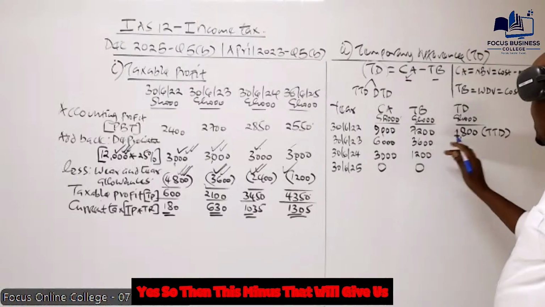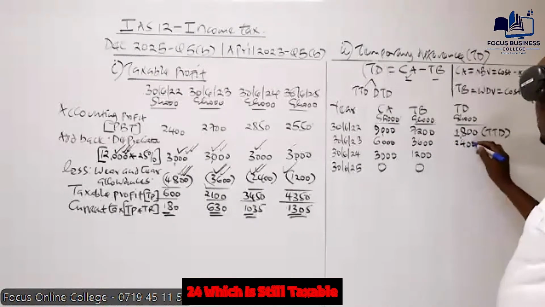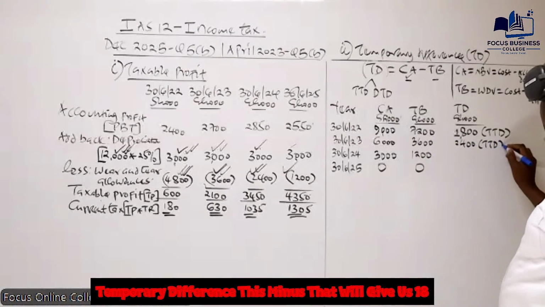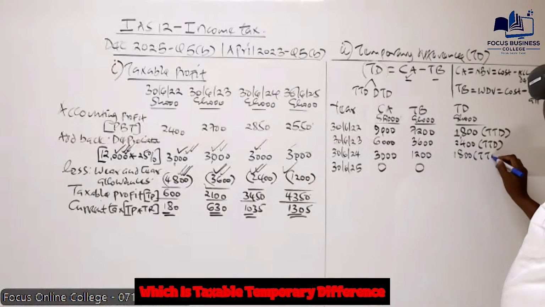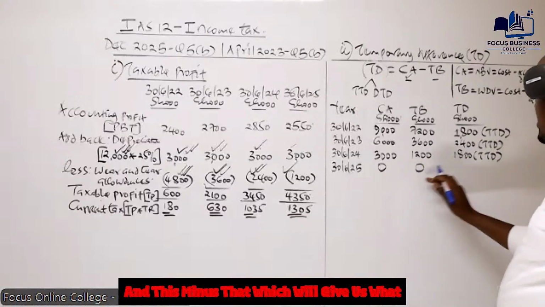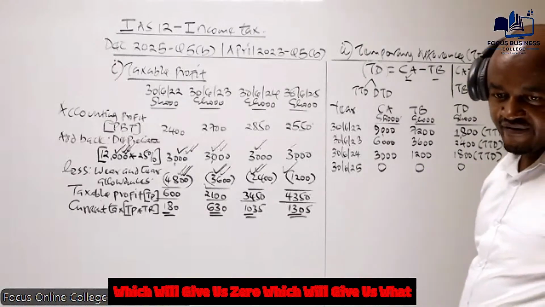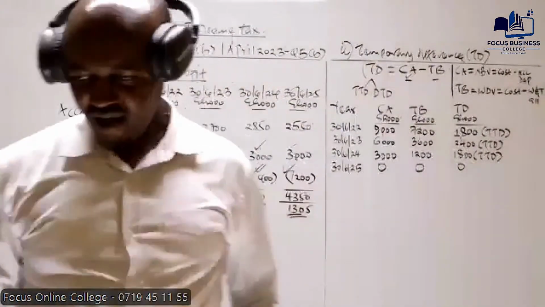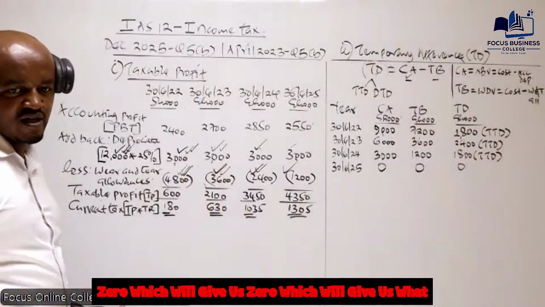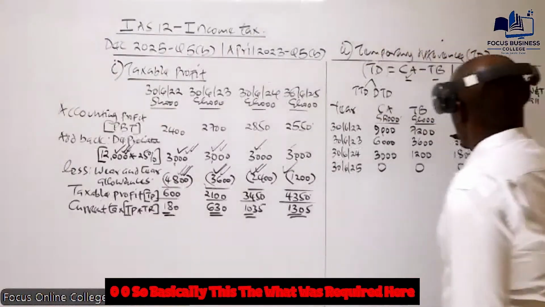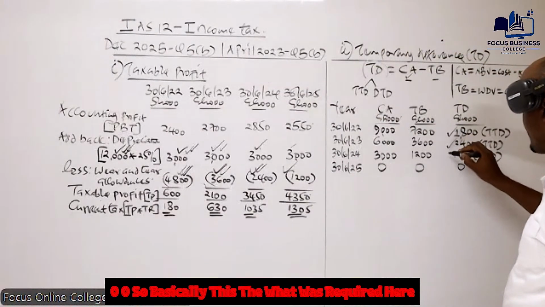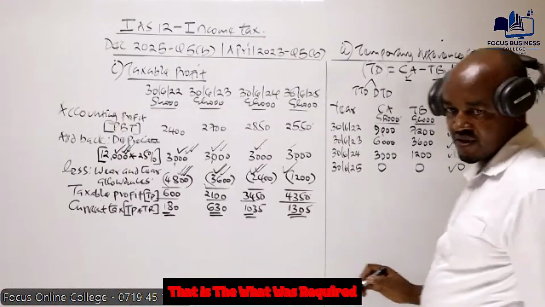So then this minus that will give us 24, which is still a taxable temporary difference. This minus that will give us 18, which is a taxable temporary difference. And this minus that will give us 0, and the last one also 0. So basically, this is what was required here.